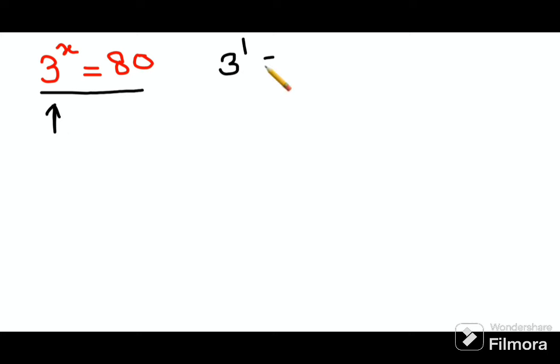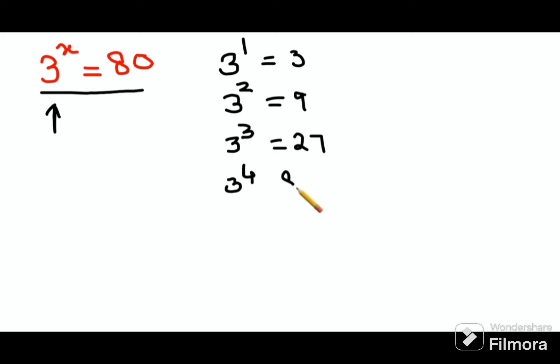See, 3 raised to 1 gets you what? 3. 3 raised to 2 gets you what? 9. 3 raised to 3 gets you 27. Then 3 raised to 4 gets you 81, right? So by default, your answer of x, okay, wait, I'll just write that. Your answer of x will lie between what? 3 and 4, okay? So basically, it will lie between 3 and 4.